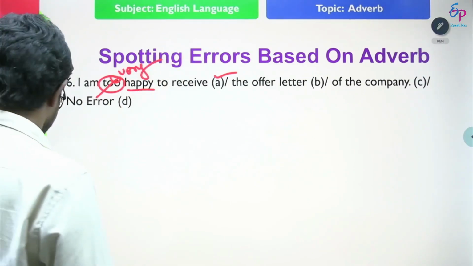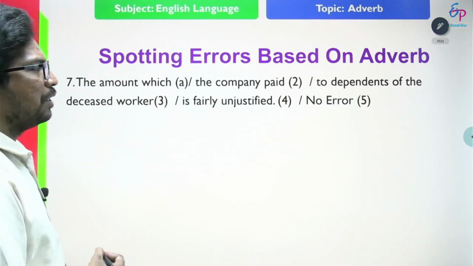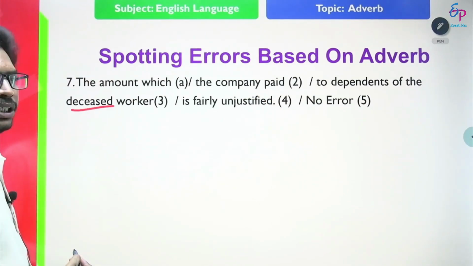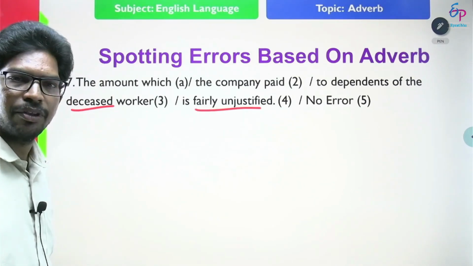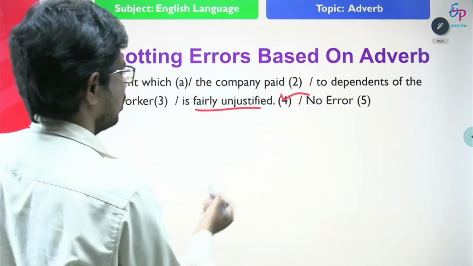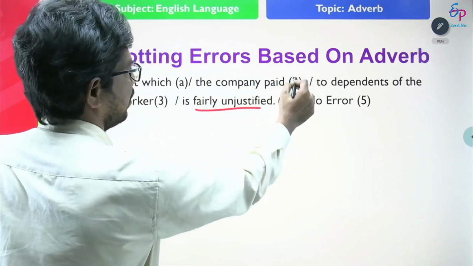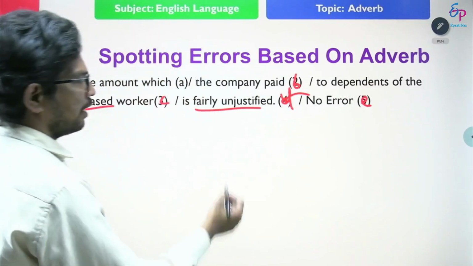Okay. See the next statement and find out the error. The amount which the company paid to the dependents of the deceased worker, deceased means dead worker, is fairly unjustified. Let me consider the parts as A, B, C, D and E. Okay, error is at D.